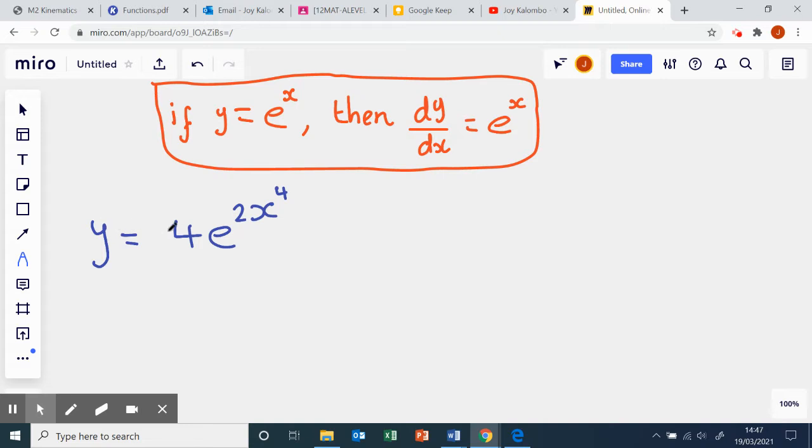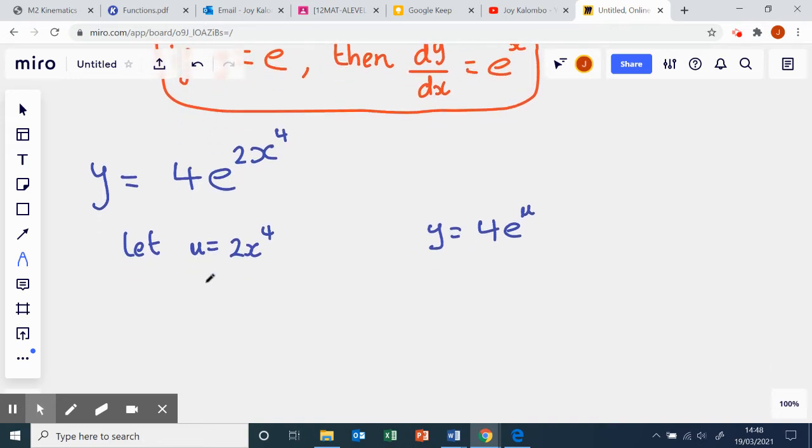So, we have y equals 4e to the power of (2x) to the power of 4. My gosh, a power within a power. How about it? So, we let u equal the inner function, which is this part here. So we've got u equals (2x) to the power of 4. That means that y is equal to 4e to the power of u, which is fine. And then du/dx is equal to 8x cubed.